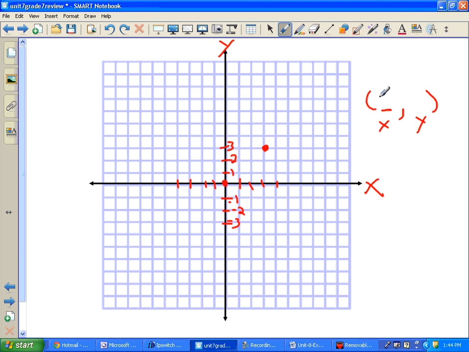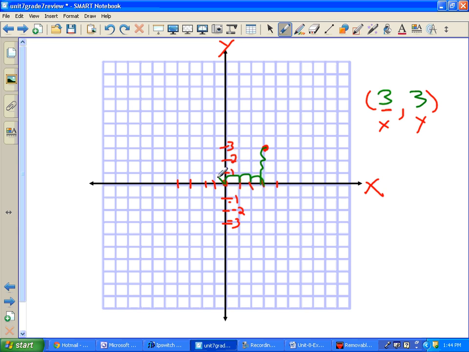So if you're going to this point here, we start at the origin always, and we start jumping, and I'll use a different color. We're going over on the x-axis in the positive direction. So that's 1, 2, 3 in the positive direction. I'm not going to put plus in front of 3. We already know it's positive. Now how much are we going in the y direction? In other words, up or down? And we are going 1, 2, 3 in the positive direction for y.